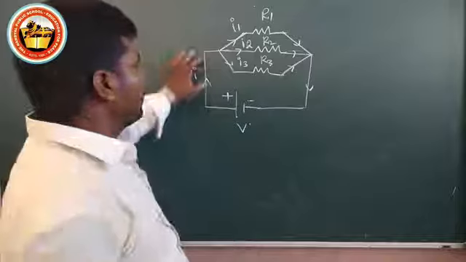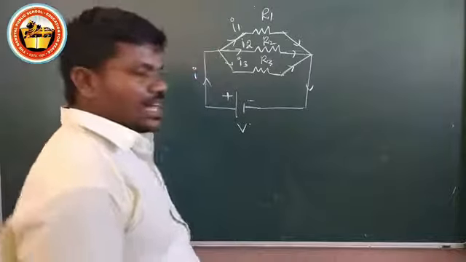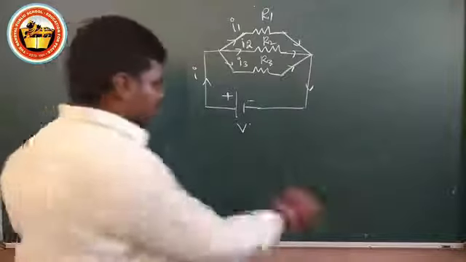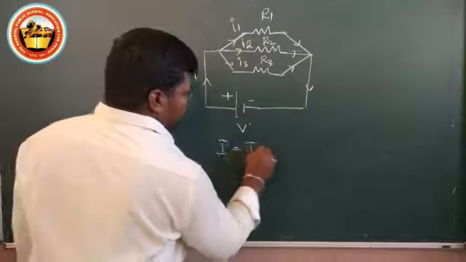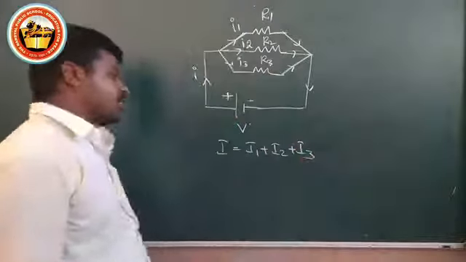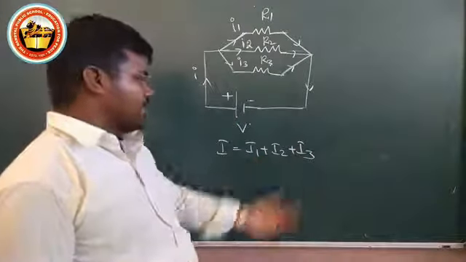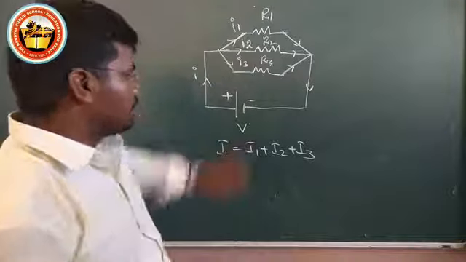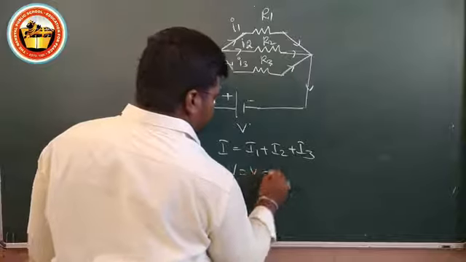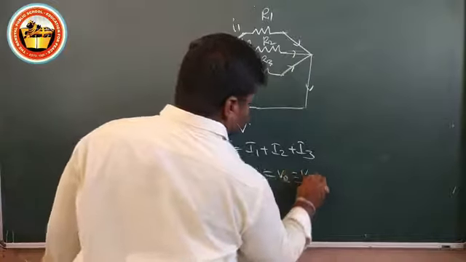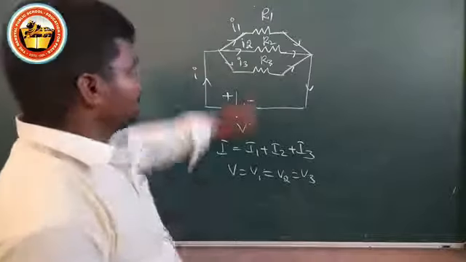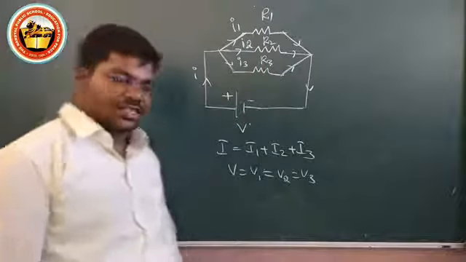So we know that at the junction, the current entering is equal to the current leaving. I is equal to I1 plus I2 plus I3. Throughout the circuit, the potential difference is the same: V is equal to V1 is equal to V2 is equal to V3, where V1, V2, V3 are the potential differences across the resistors R1, R2, R3.